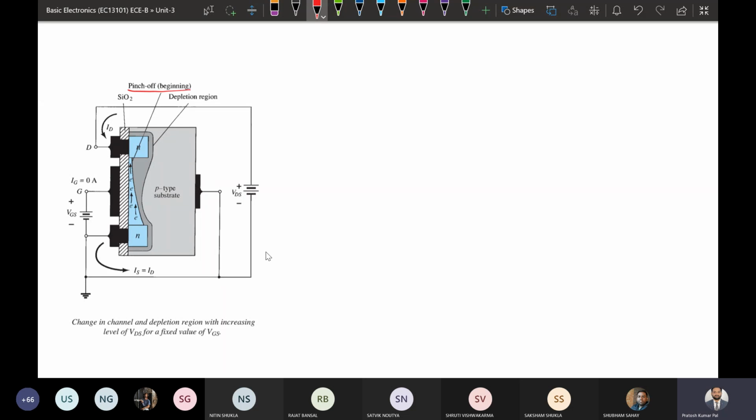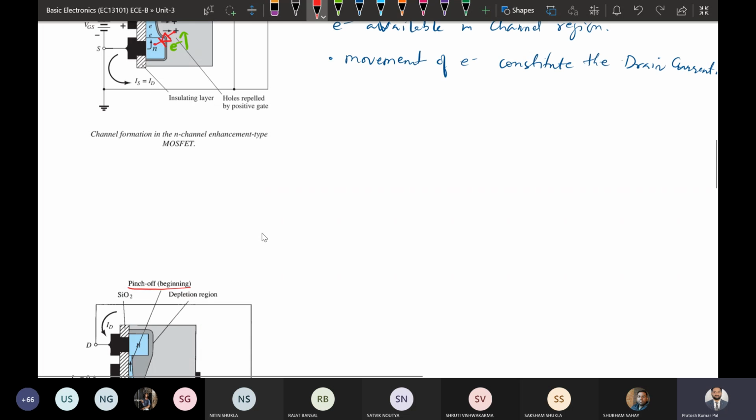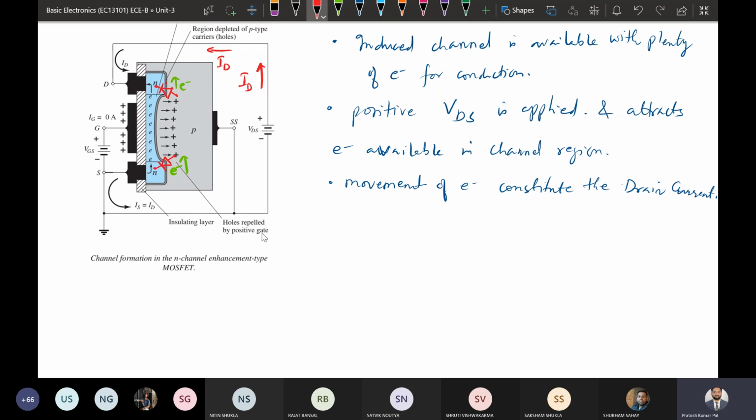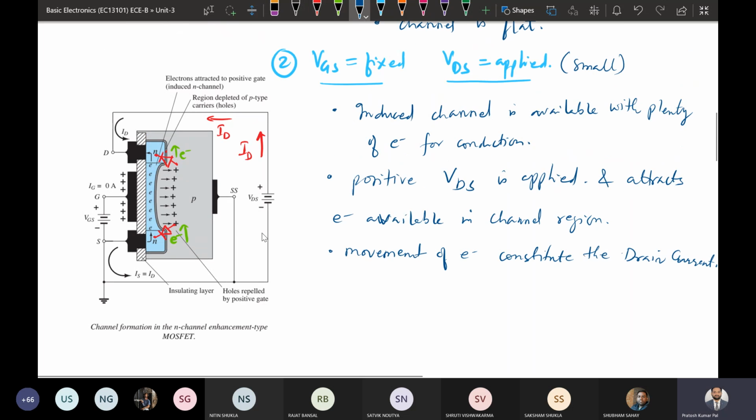Okay, so as the channel is going to break, the start or the beginning of the breaking of the channel is called the pinch off point. So that analysis we will do by applying the drain to source voltage.